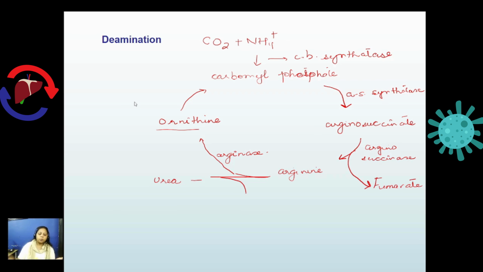Again, I'm giving a summary. Carbon dioxide and ammonia make carbamyl phosphate that combines with ornithine to make arginosuccinate that converts into arginine with the removal of fumarate. Then the urea is removed and arginine is again converted into ornithine. Ornithine again combines with the same carbon dioxide and ammonia, and further the reaction goes on. So this is a simple urea cycle.